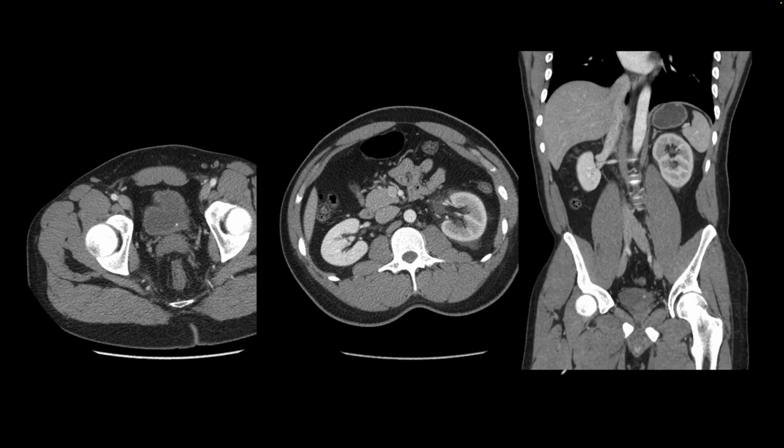Here is our next patient. They presented with left-sided flank pain, and a CT of the abdomen and pelvis was performed with contrast. Here you can see that the right kidney is normal. The left kidney is abnormal. It shows hydronephrosis and hypoenhancement. There is some surrounding fat stranding also right here near the collecting system.